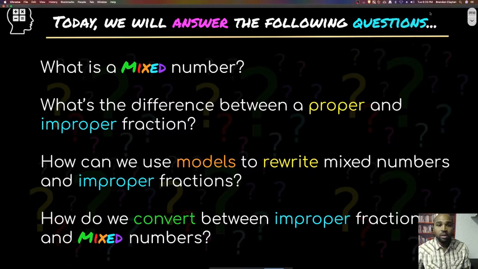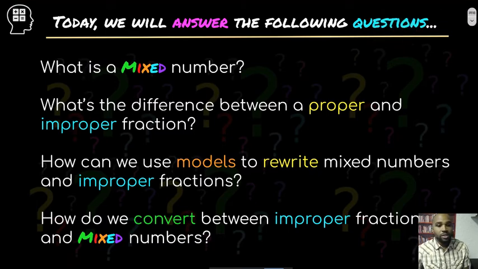As you can see, what is a mixed number? What's the difference between a proper and an improper fraction? How can we use the models to rewrite mixed numbers and improper fractions? And lastly, how do we convert between improper fractions and mixed numbers?